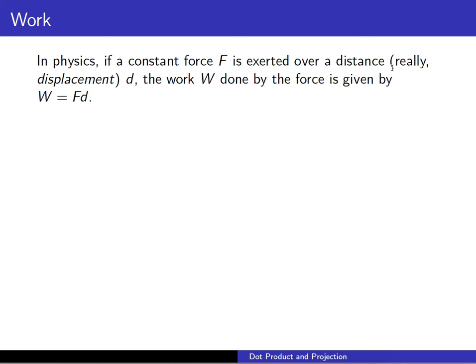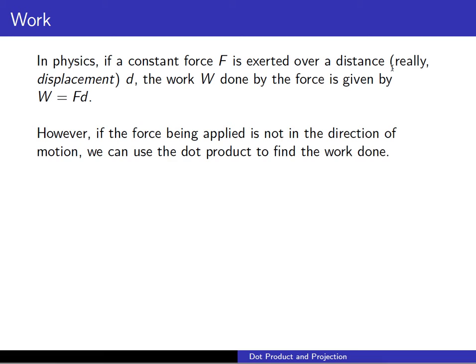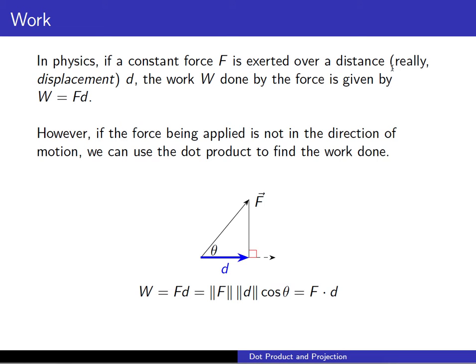So if the force being applied is not in the direction of motion, we can use the dot product to find the work done. So here we have our force not parallel to our displacement vector. Maybe it's going upwards, maybe it's going anywhere really, and it's going to form an angle. And then the work done is the magnitude of the force being applied times the magnitude of the displacement, how far it went, times the cosine of the angle that they make.